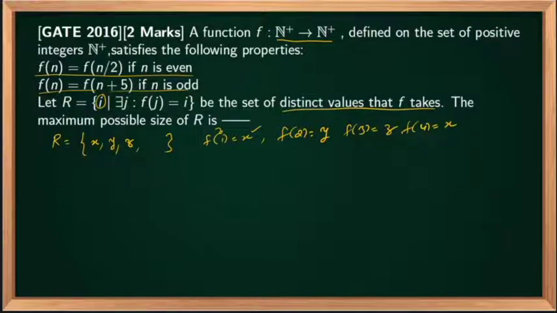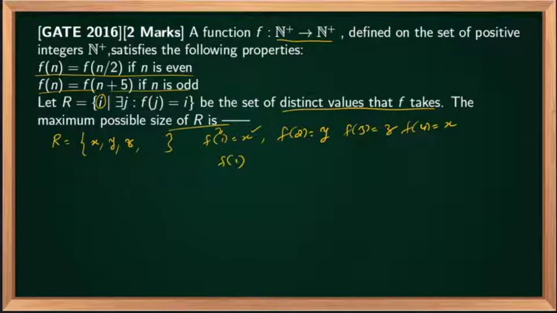So R is a set of distinct values that f takes. We know that a set will not have repeated elements, right? Then the maximum possible size of R is what we have to find out. Okay, so let's start with f(1).